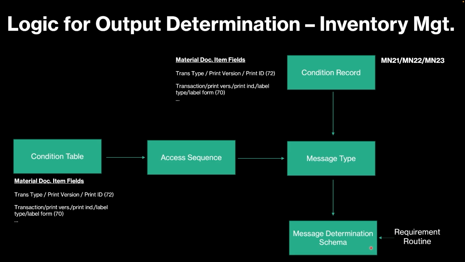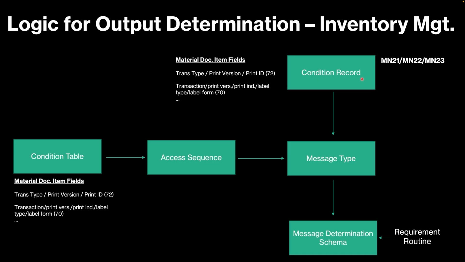This message determination schema will contain multiple message types, and for certain message types you will have something called a requirement routine, and based on those routines only that message type will be triggered by the system. And once you have done this connection, then you have to maintain a condition record against a particular message type. If you want to trigger a particular message type in your material document, then based on these combinations of the fields of your material document, you will have to maintain the condition record.